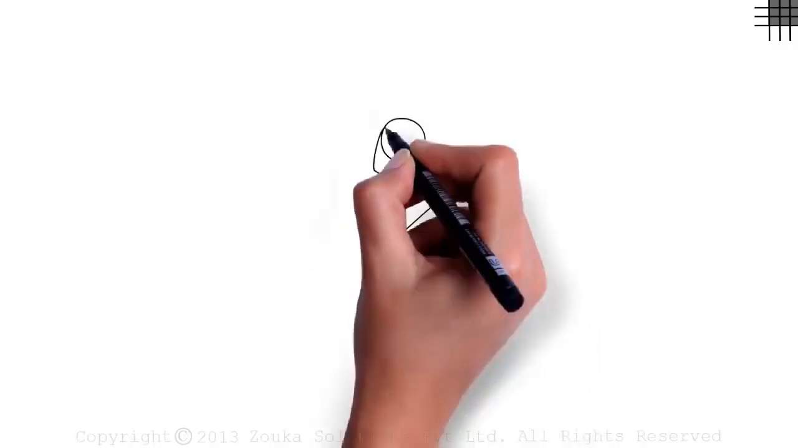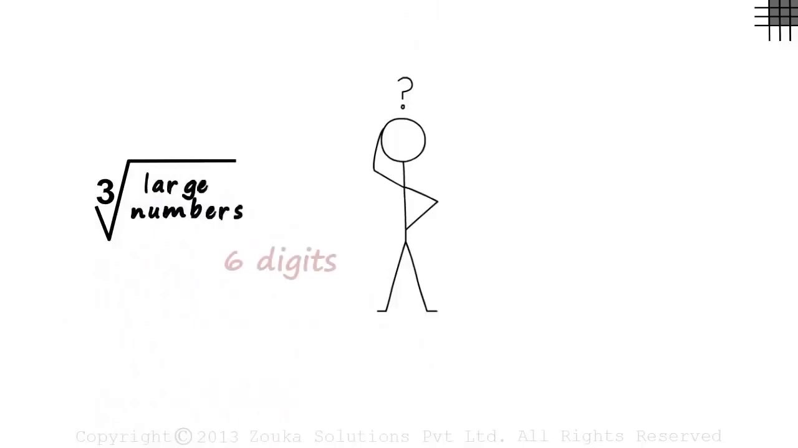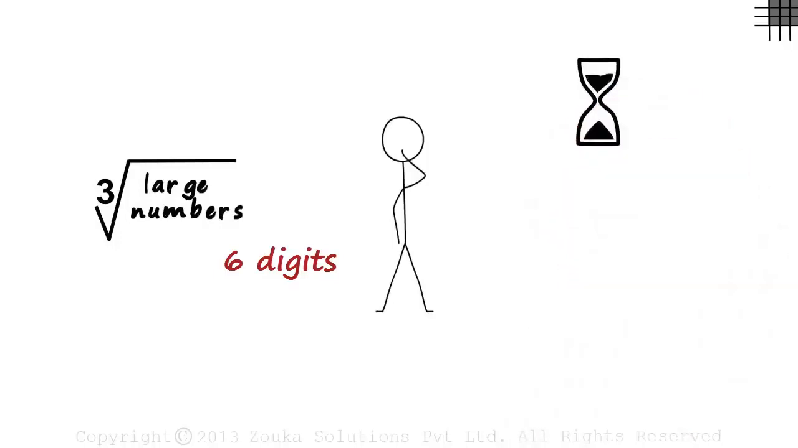Now what you're going to see next may astonish you. You will learn how to find cube roots of larger numbers, that is up to 6 digits. Come on, don't worry. And how long do you think you will take to find the cube root of a large number? If you focus hard for the next couple of minutes, you will be able to find the cube roots of large numbers in just 5 seconds.